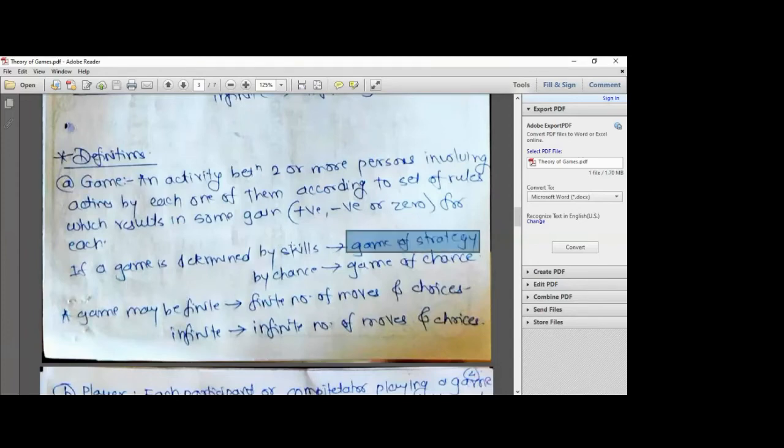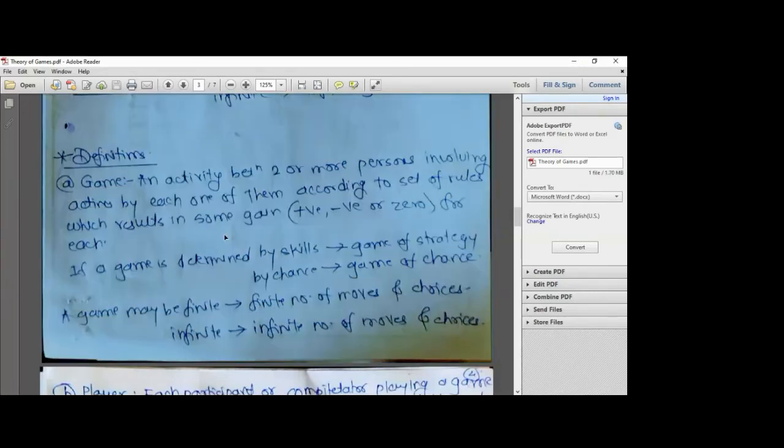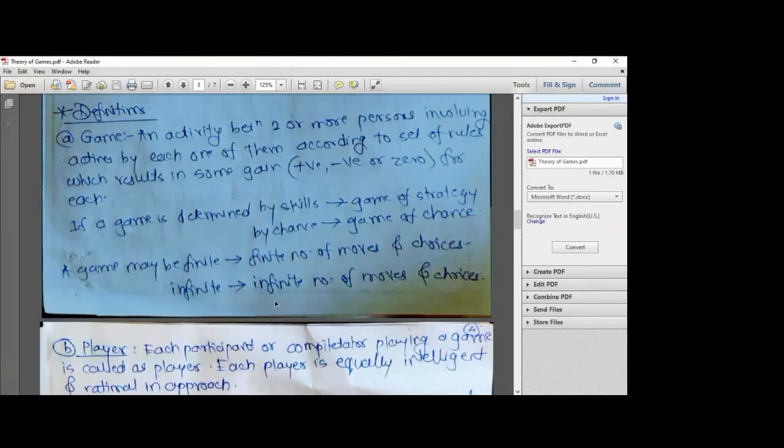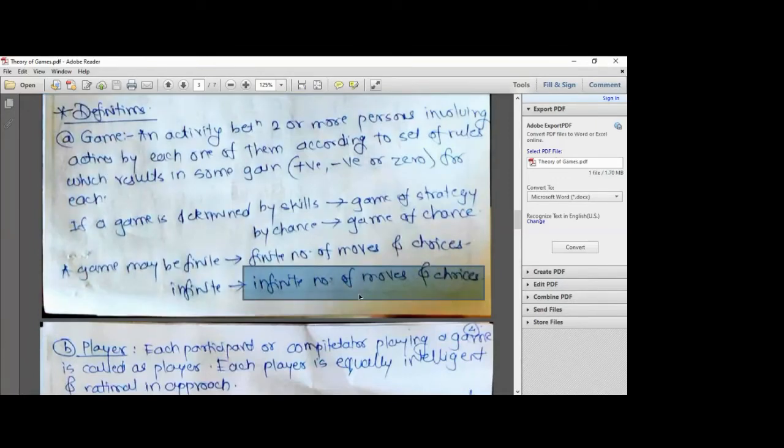So we are going to focus on the games which depend upon strategies. If there are games where the player has no strategy and is playing by chance, then it is called a game of chance. A game can be finite or infinite. Finite means there are finite moves and choices, the same as finite strategies. And if it is infinite, there are infinite moves and choices. That means the game has an infinite number of strategies, right?